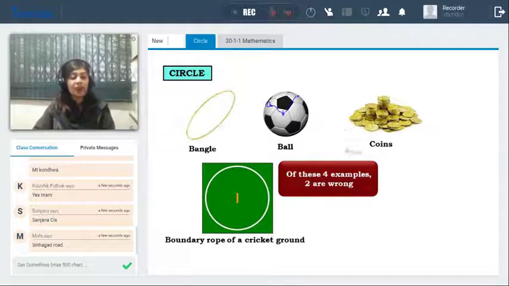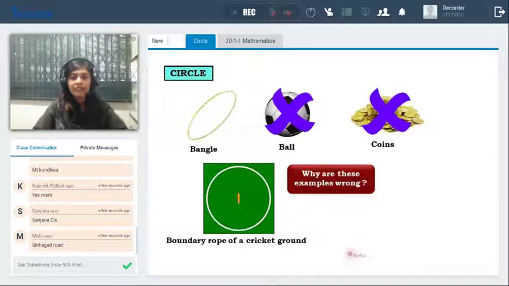Coins we already know are cylindrical in shape. The same thing applies for the coin. Every point on the coin cannot be equidistant from a given fixed point. So these two are definitely not examples of a circle.